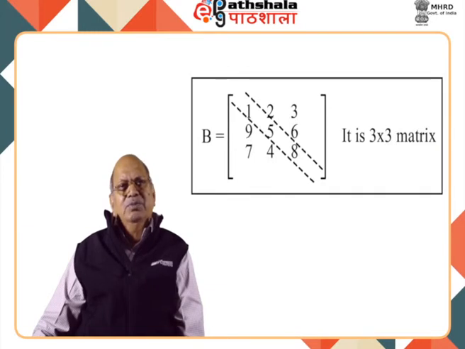Square matrix: if the number of rows, m, of a matrix is equal to the number of columns, that is, m is equal to n, it is called a square matrix. Matrix B below is a square matrix. In a square matrix, the elements of the diagonal are called diagonal elements. Here they are shown between dotted lines, and these are 1, 5 and 8.